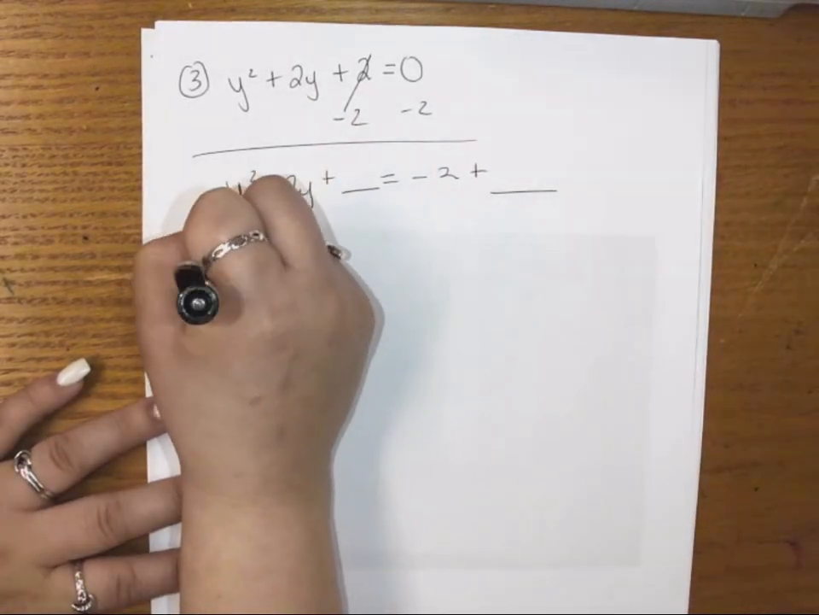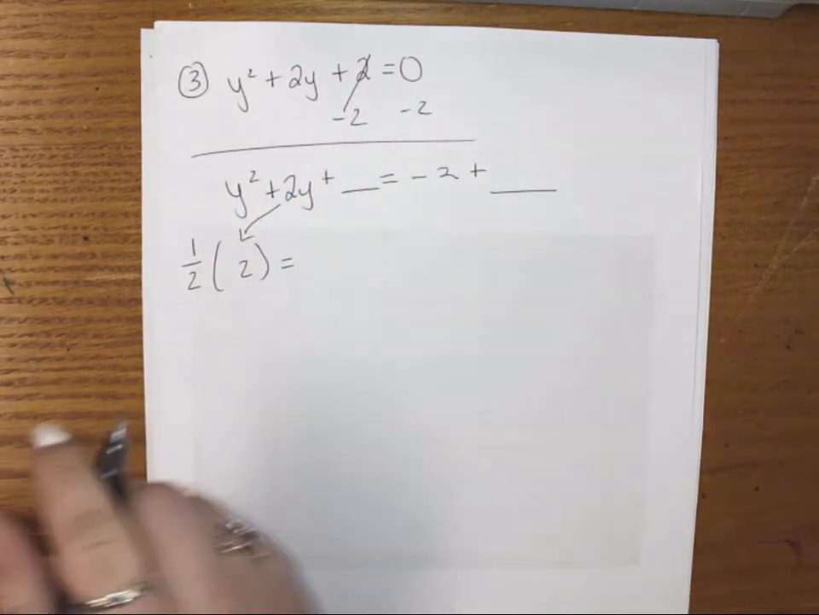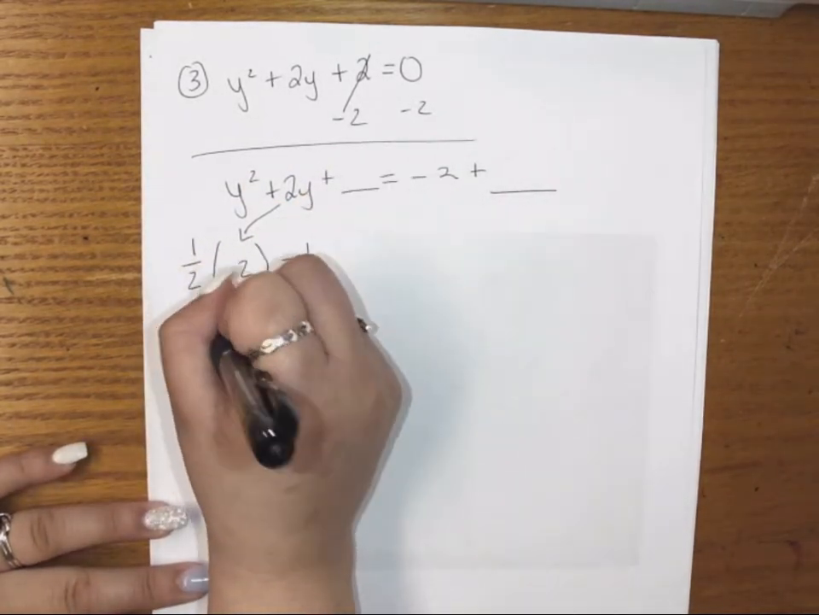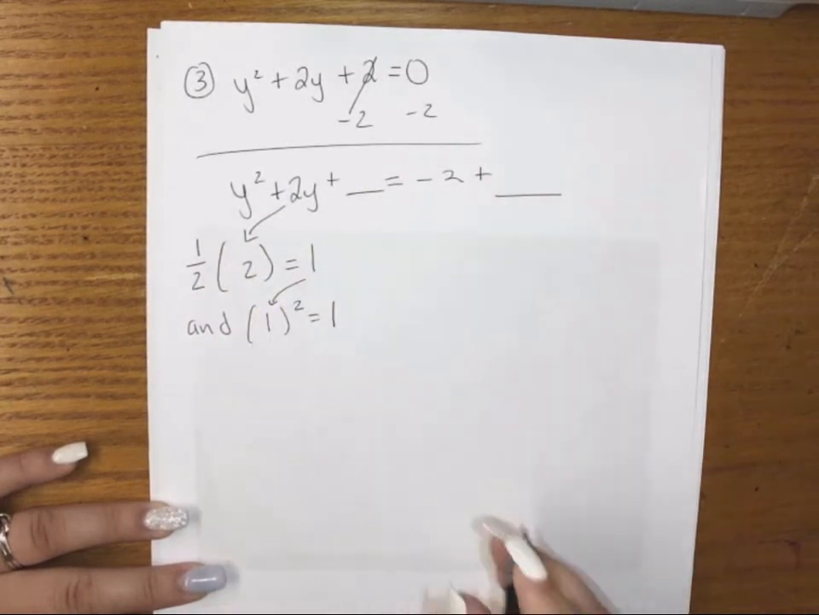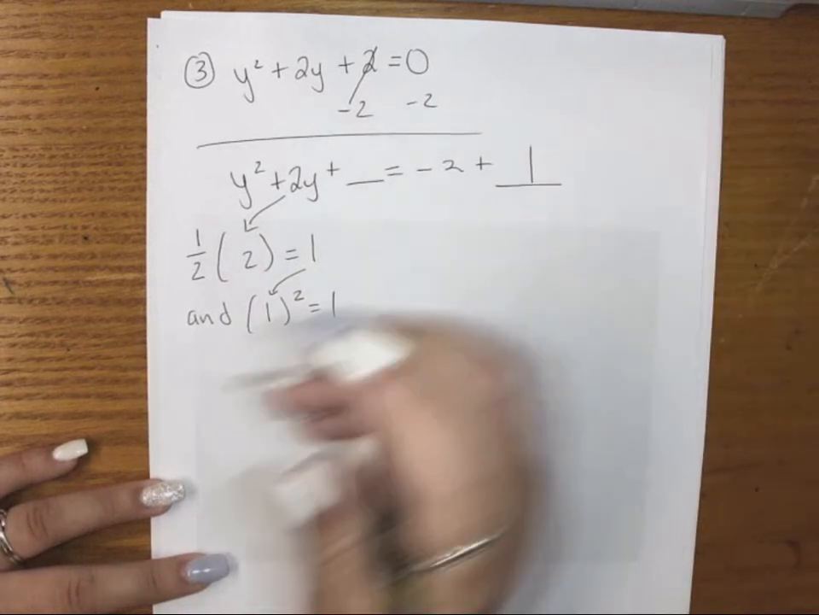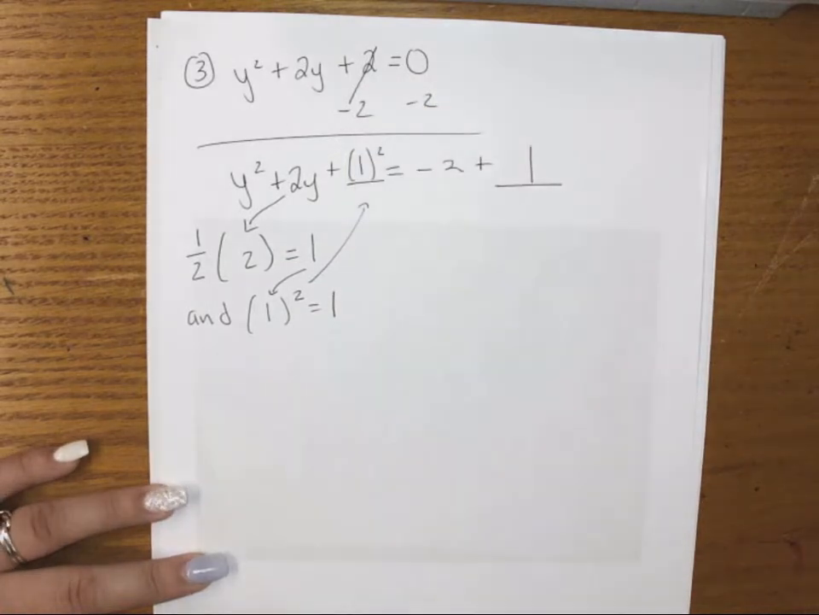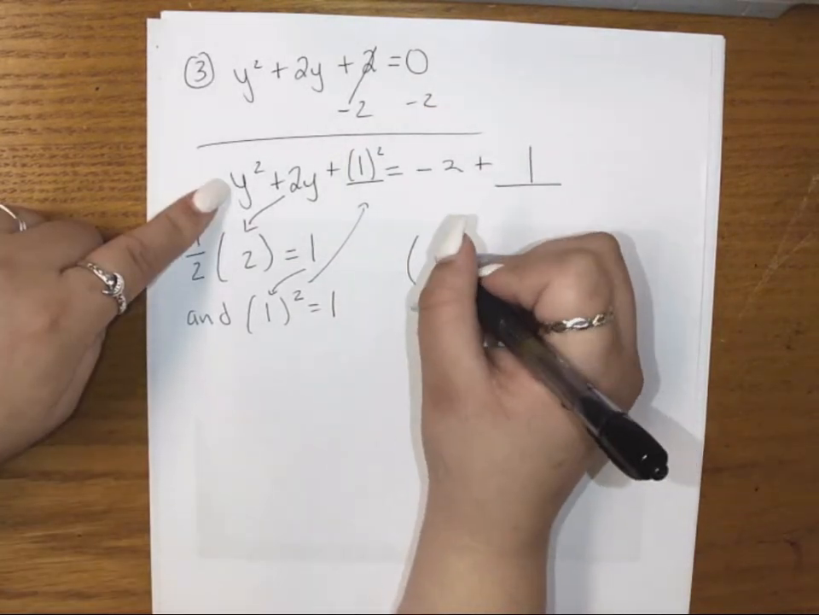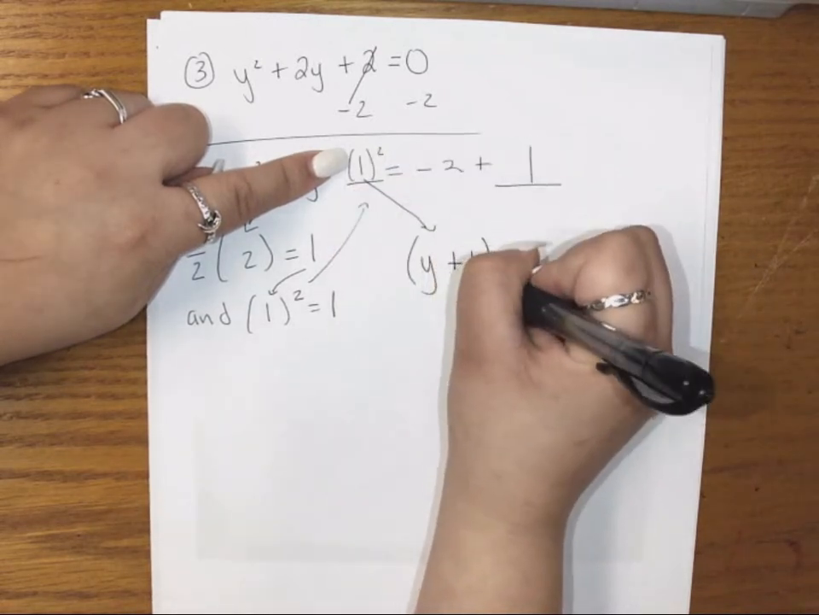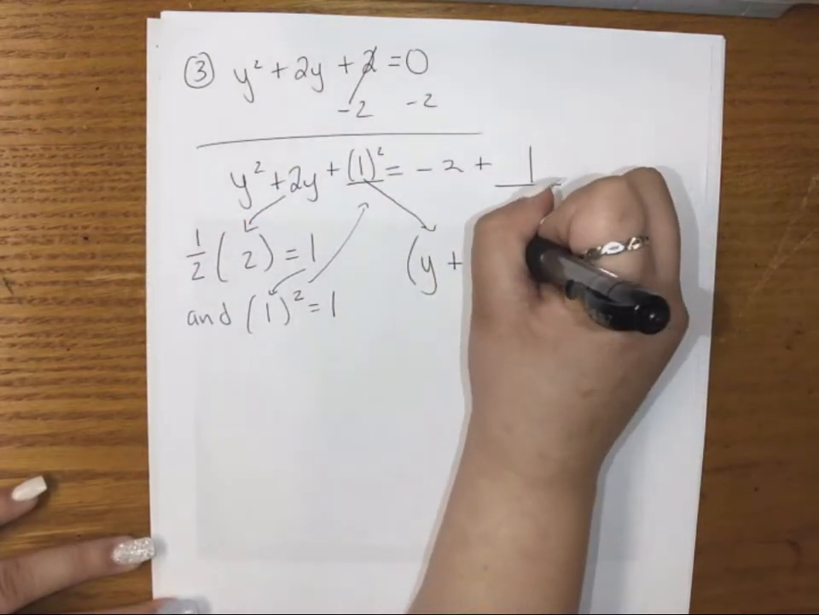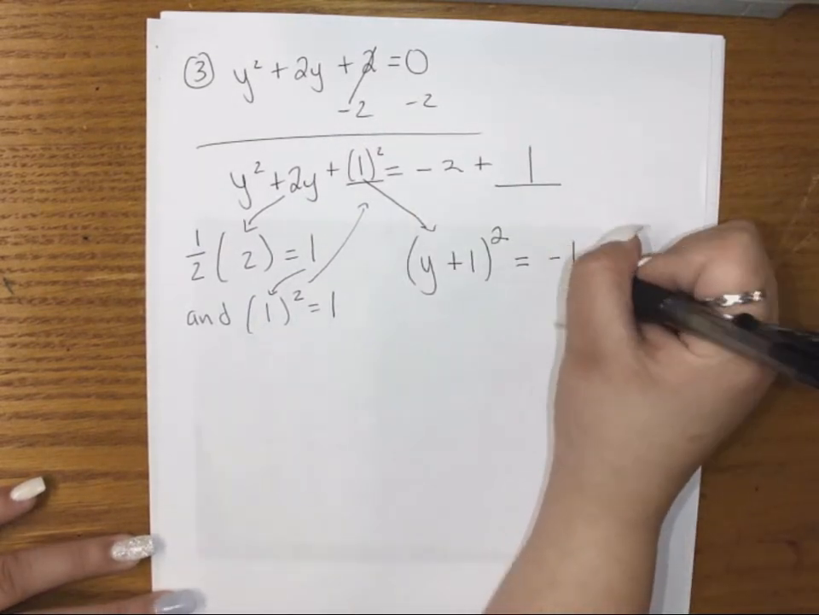So we take half of the number in front of our y. We're taking half of 2, so we end up with 1. And we take whatever number we get there, in this case 1, and we have to square it. So the number we're adding is 1. Here, go ahead and write it with the square, so we have 1 squared. I know it's going to factor into our variable y and the number in front of the parentheses, a positive 1. So we write plus 1 squared, equals, we have negative 2 plus 1, and we end up with negative 1.